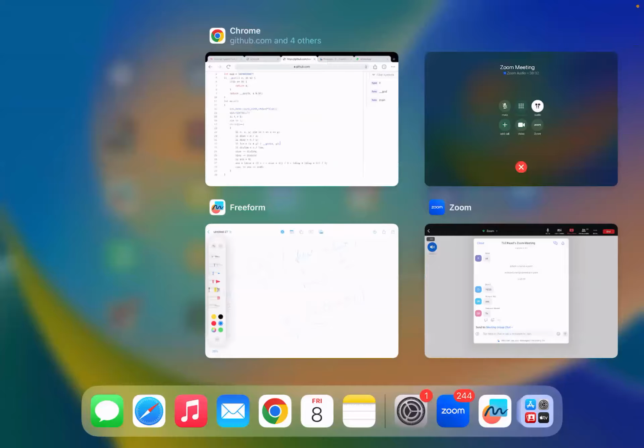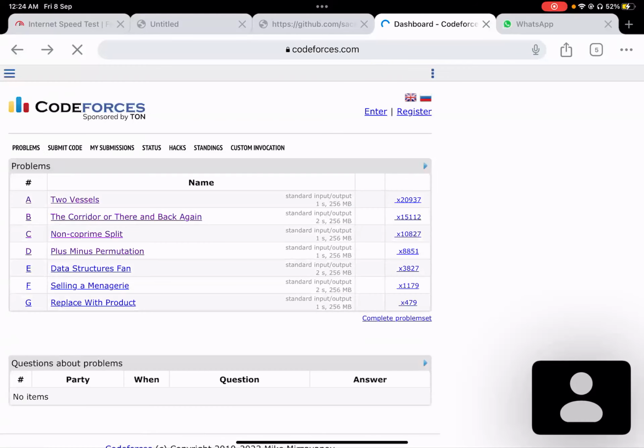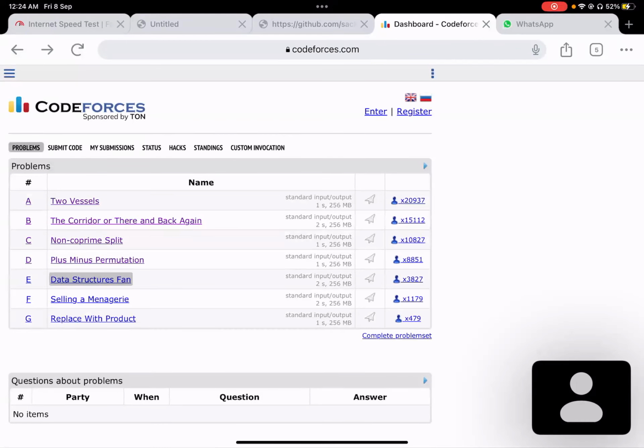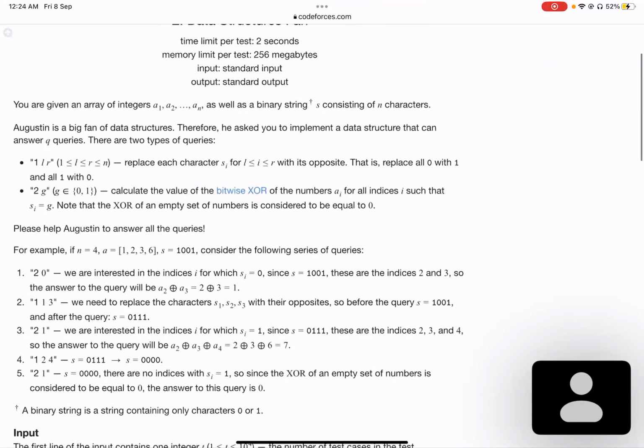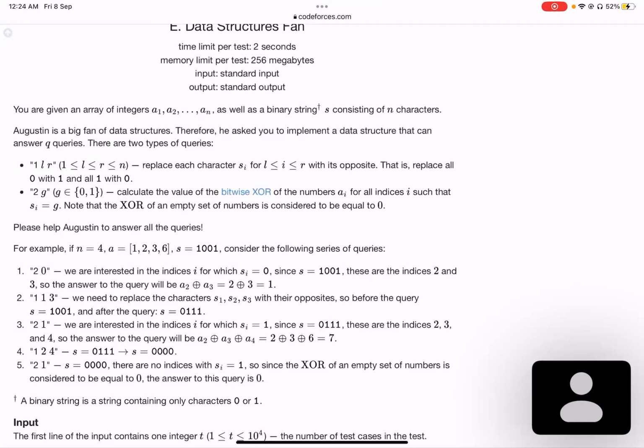So now let's go to the E question then. So basically what the question is saying is you are given an array of size n, and the elements will be a1 to a2 up to an, and you are also given a binary string consisting of n characters, right? Binary string is 0 1, right?